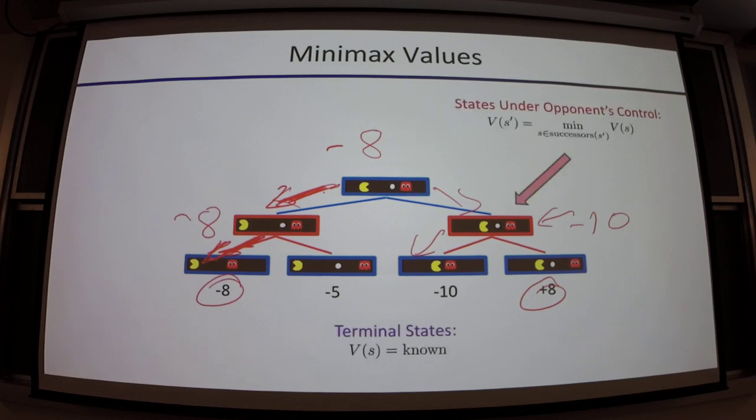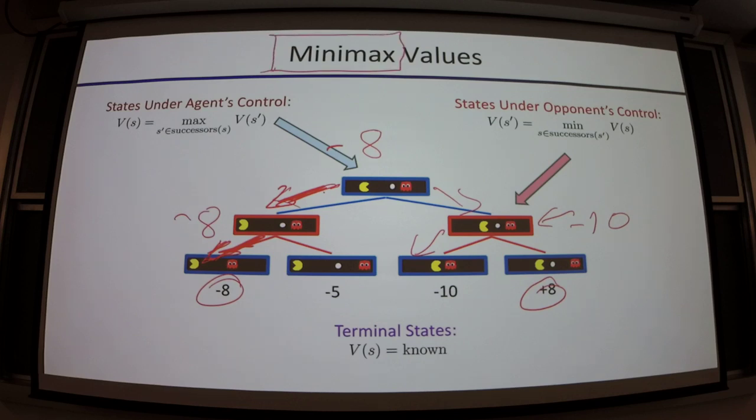All right. So, more formally, the states that are under your opponent's control, their value is the minimum of their successors' values, whereas the states that are under your control are the maximum values of that state's successors. Okay, so this is going to be implemented recursively, as you can probably see here in a minute. But this is how it's going to work. Searching with this kind of reasoning is called minimax search. Okay.